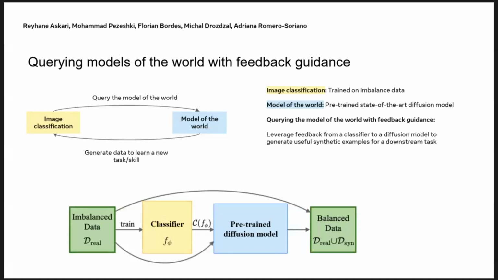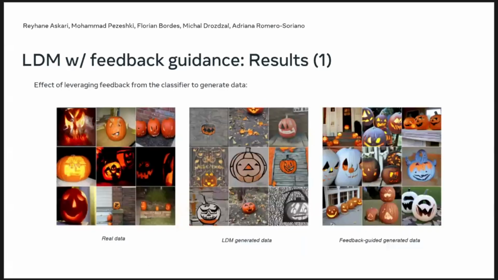So once we get these difficult or useful examples for the classifier, we merge them with the real data set that we had before. And so we have this data set that is a combination of synthetic data and real data that we now use to retrain our image classification model. And let's see what the results of that are. So first, what's the effect of leveraging this feedback guidance?